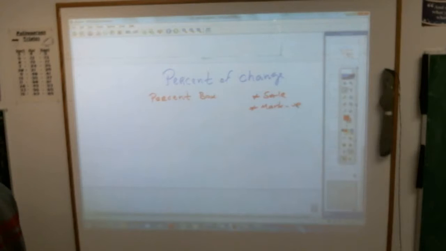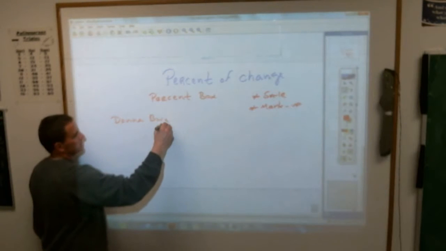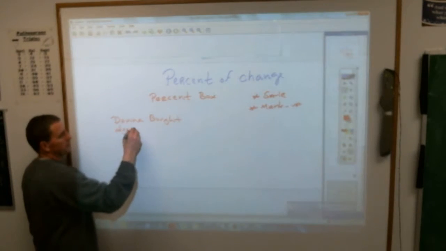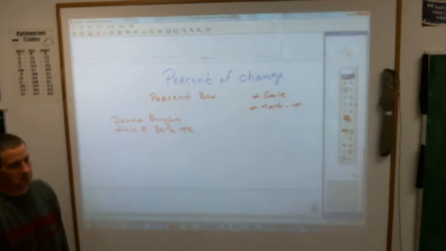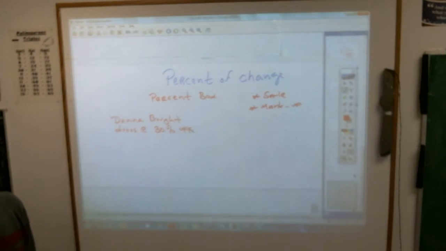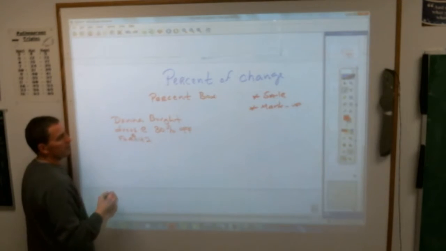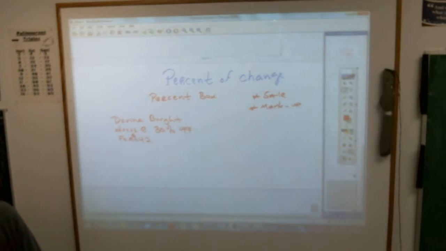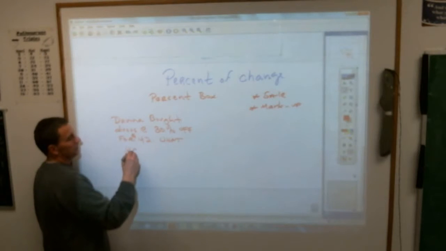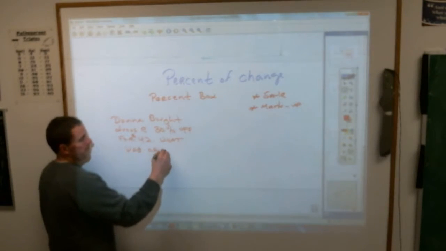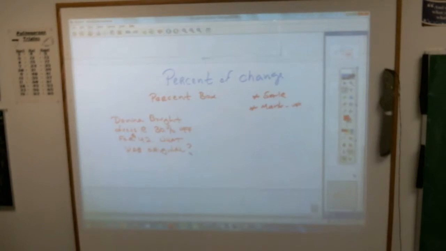Donna bought a dress at 30% off, which is a sale, a markdown, if you will, for $42. What was the original price of the dress? Now let's just say you had to guess what the original price was.